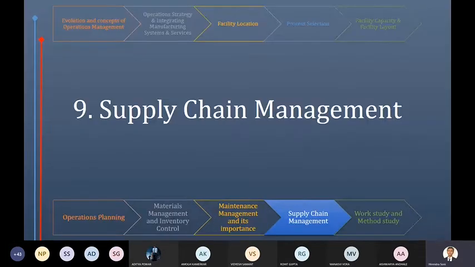So normally, when we talk about supply chain management, it is about managing the chain of supply. When we say chain of supply, that means the inward supply as well as the outward supply. Inward supply refers to the raw material that we require, and outward supply refers to the products that we are sending across to the customer. So, inward supply chain and outward supply chain.